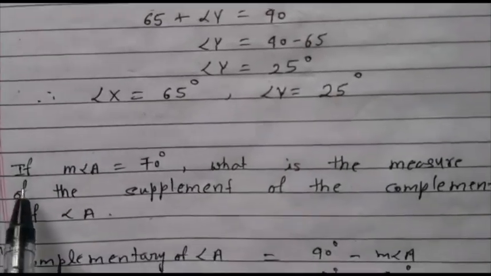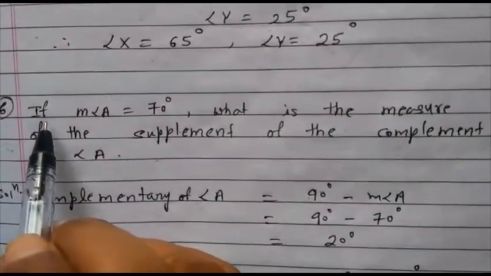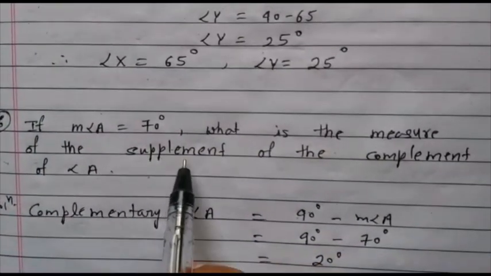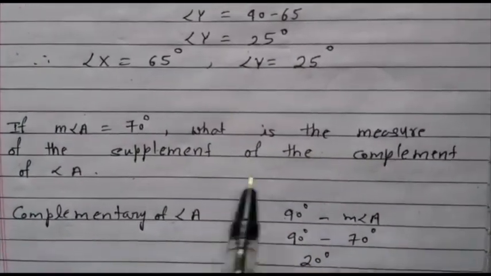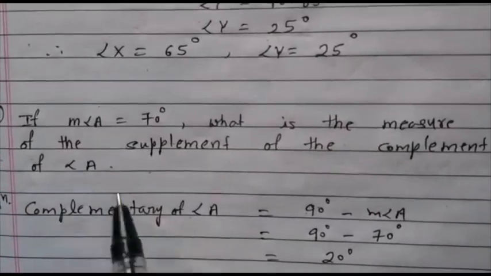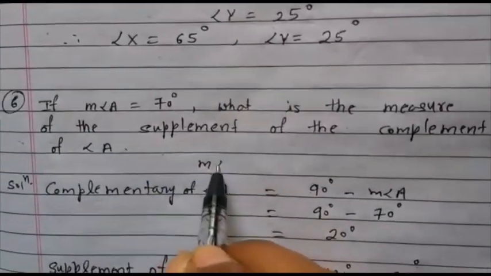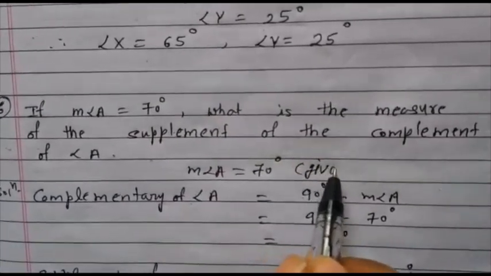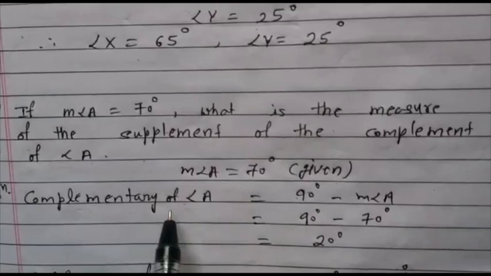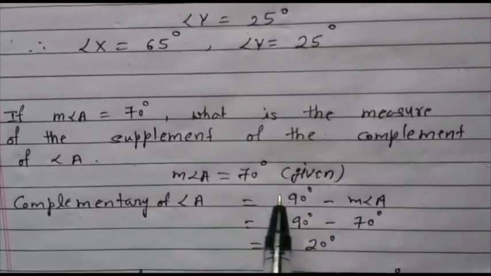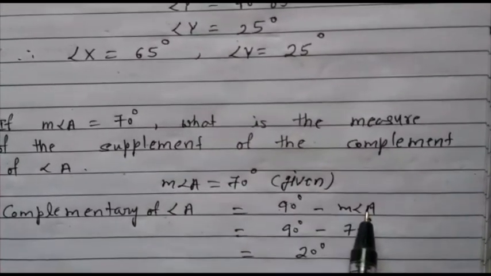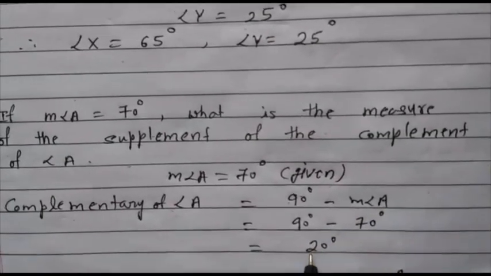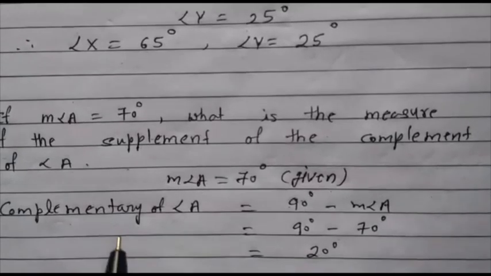Now come to question number 6. What is given? If measure of angle A is 70 degrees, what is the measure of the supplement of the complement of angle A? So here, measure of angle A is given. What given? 70 degrees. Write down as it is. First find out the complement of angle A. That means 90 minus measure of angle A. 90 minus 70. So 90 minus 70, what we got? 20 degrees.